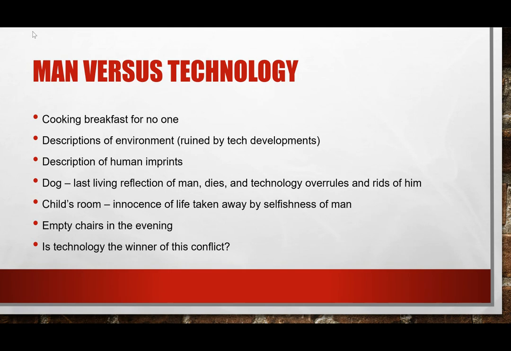Ultimately, when you think about this as a conflict, so conflict is an interaction, generally a negative or a clashing interaction. Is technology the winner at the end of the day? So that's up to you to have a think about.